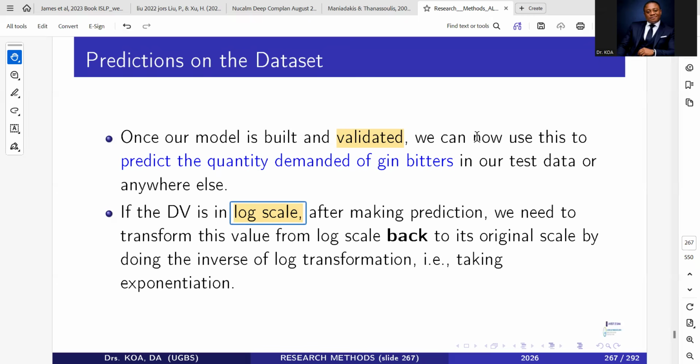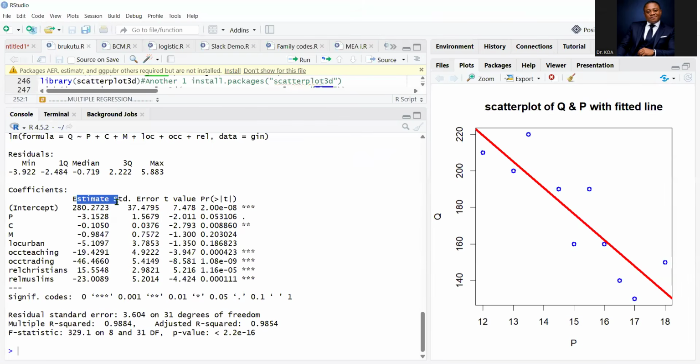So once you have built a model and validated a model, you can use the model to predict the quantity demanded of gin. So I'm going to look at the easiest prediction. When you want to do the prediction, let me show you something here. What you do is that you use the estimate. That is what you use. You use this estimate to do the prediction. And so you ask yourself, what is the estimate for each of the independent variables? That is what you are going to be using.